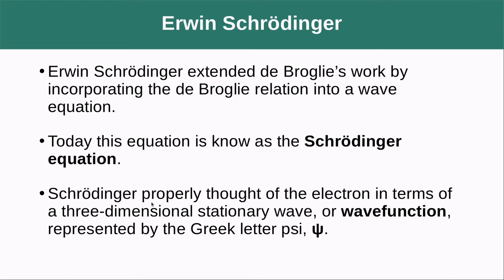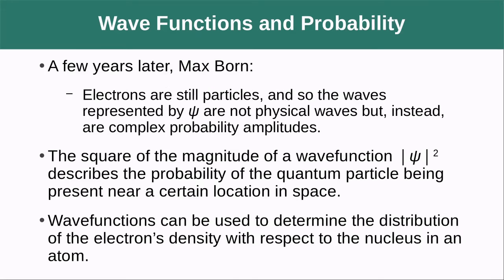What Schrödinger was able to figure out is that he thought of the electron in terms of a three-dimensional stationary wave, or wave function, and he represented it by the Greek letter psi. Wave functions are functions that basically contain all of the information about any mechanical system, but really the only wave functions that we can fully understand are for the simplest cases, like single particles or small particle systems.